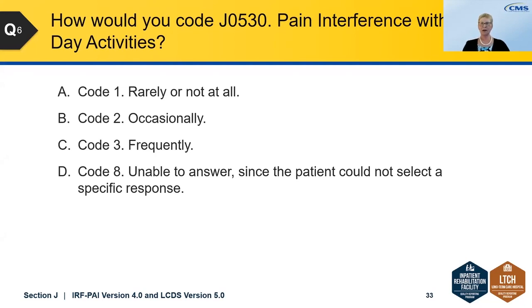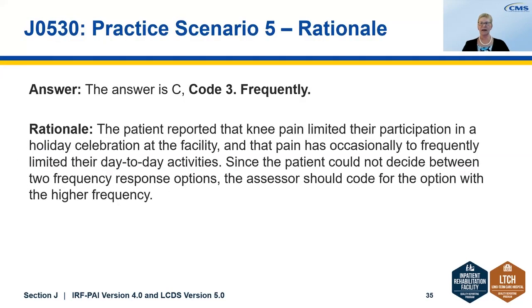So I think we can go ahead and close the poll and see how folks responded. And it looks like we had a split between B, C, and D, with most folks selecting code 8. And actually, the answer to this is C, code 3, frequently. Let's move along to understand the rationale. This is because the patient reported that knee pain limited their participation in a holiday celebration at the facility, and that pain has occasionally to frequently limited their day-to-day activities.